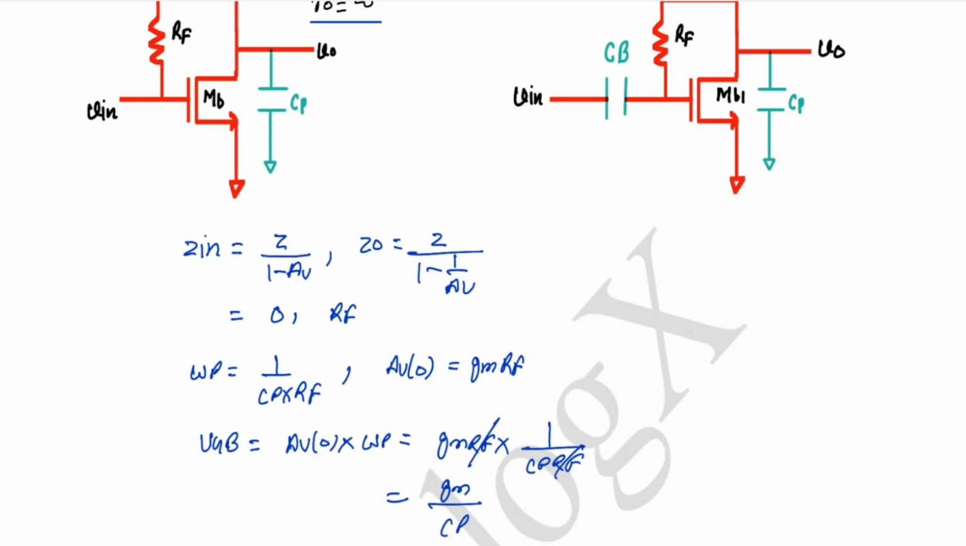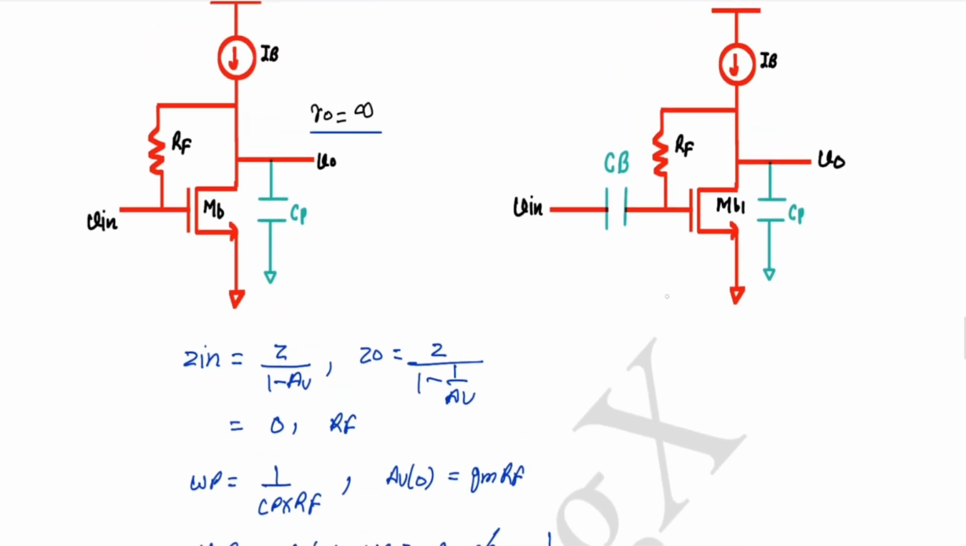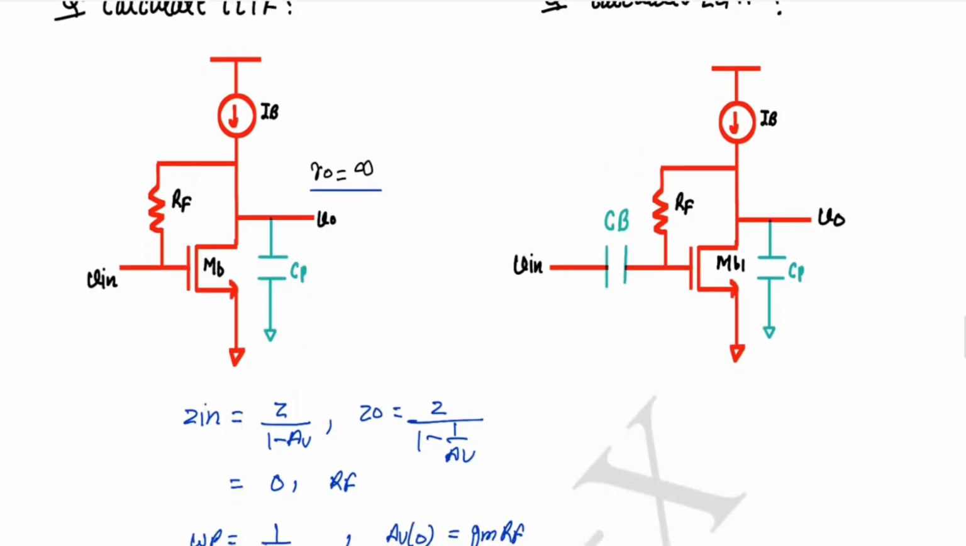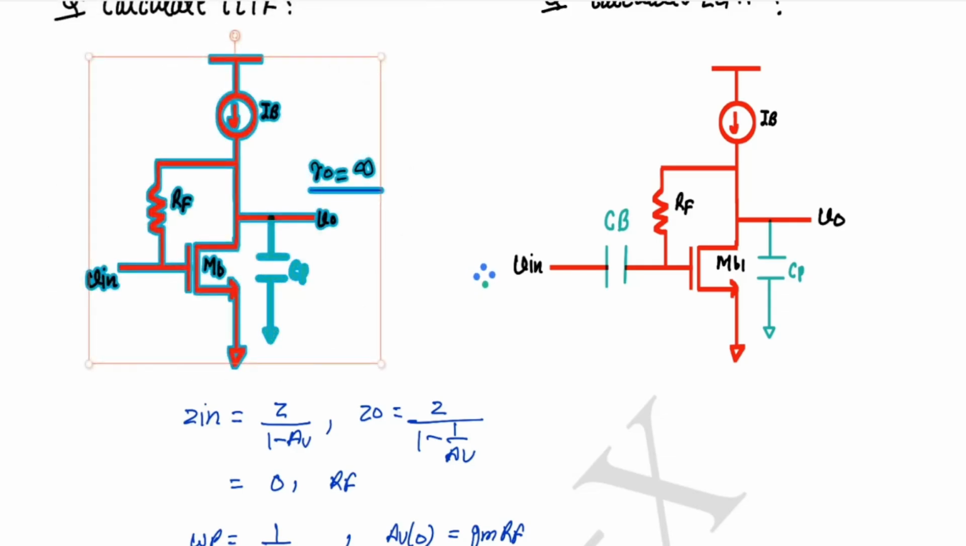Now we will use exact analysis. Let me copy this circuit. For the small signal model, this is an ideal current source, so this won't change. That will be open circuit. And for the low frequency small signal model, this capacitance will be open circuit. For DC it won't come into the picture.